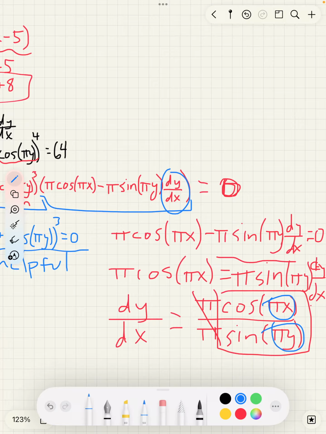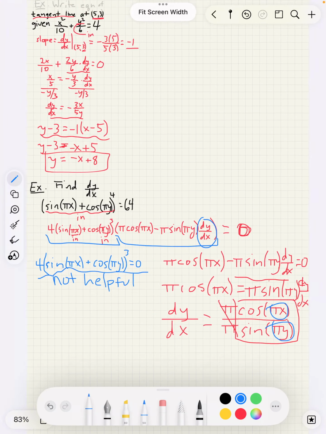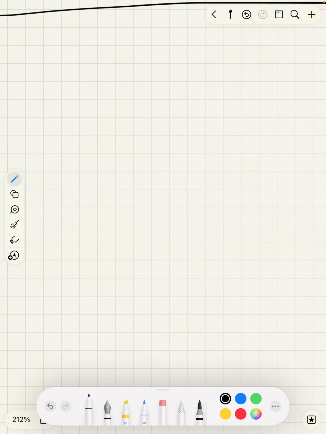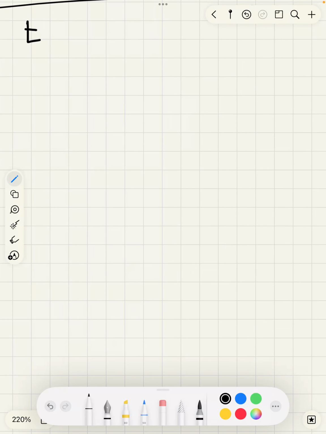So now that we've done an ugly version, let's move on to the other topic, logarithmic differentiation. Logarithmic differentiation is a technique that you can use to make taking derivatives a lot easier in certain cases, or even just possible in certain cases. But before I get into an example, I just want to review some properties of logarithms.